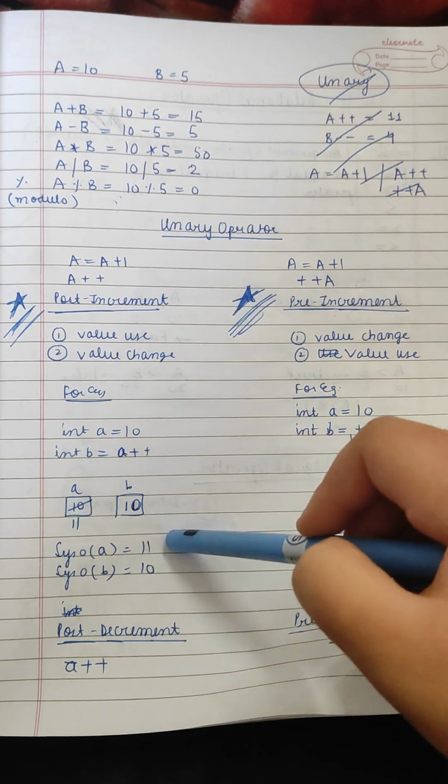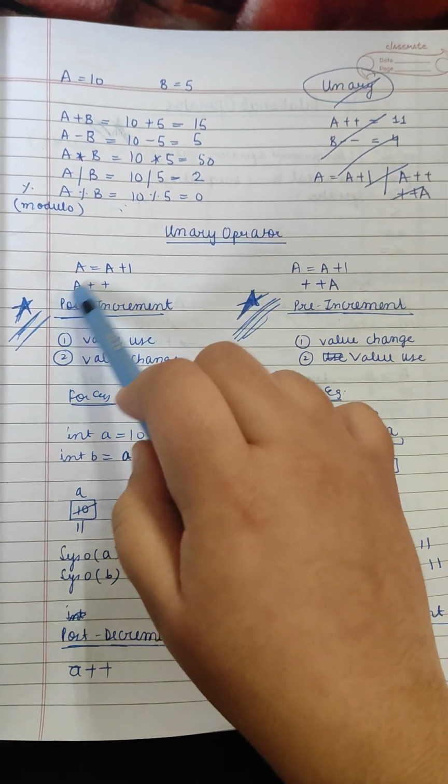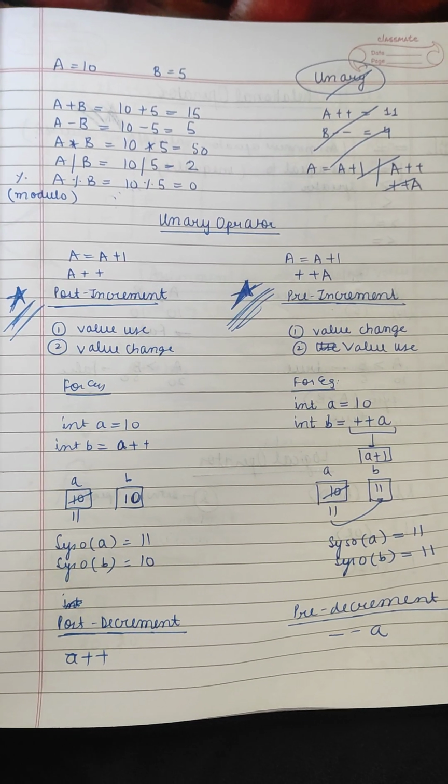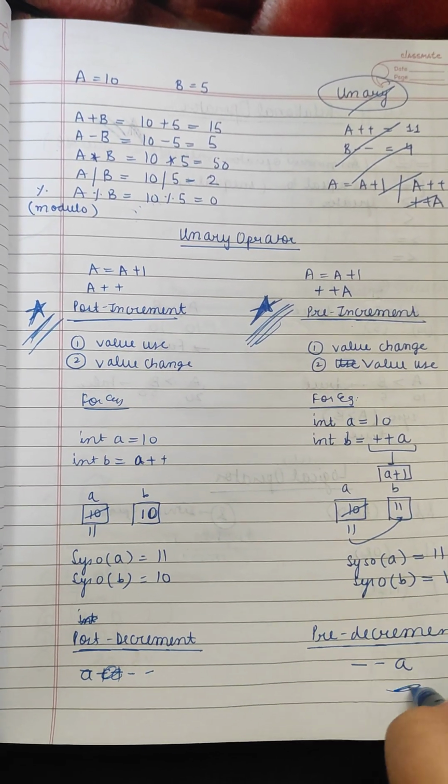Similarly, the same happens in decrement. So if we write a minus minus like this, decrement, I have written something here wrong. It should be a minus minus, or yeah, minus minus a.